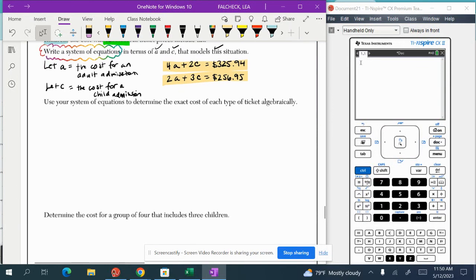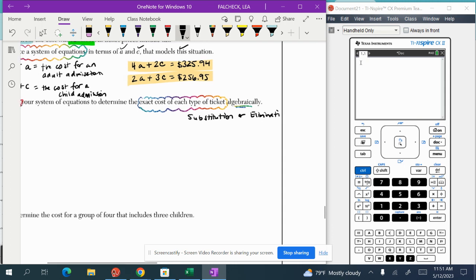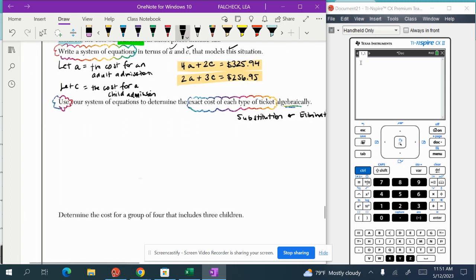Now it says use your system of equations to determine the exact cost of each type of ticket algebraically. So I need to find the cost of each type of ticket algebraically. If I'm solving a system of equations algebraically, I'm going to have two options available to me. I can use substitution or elimination. And then I can check my answer on the calculator. Let's look at the equations and make a decision, okay?